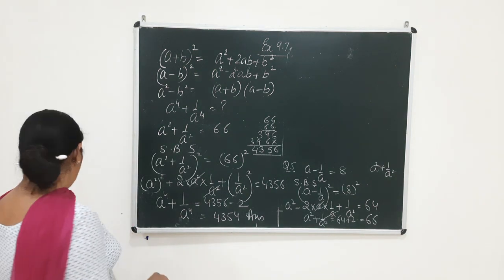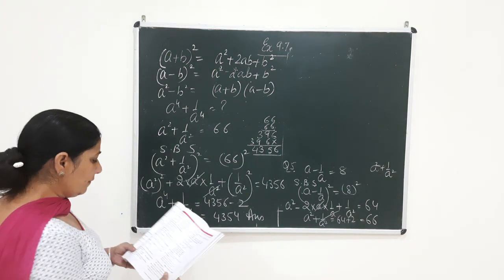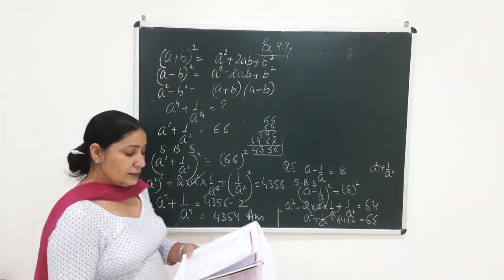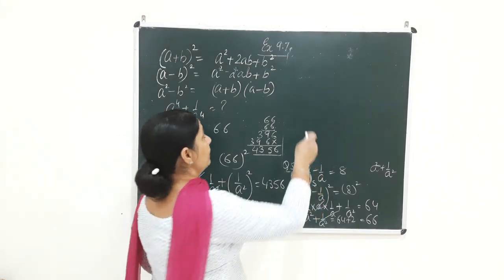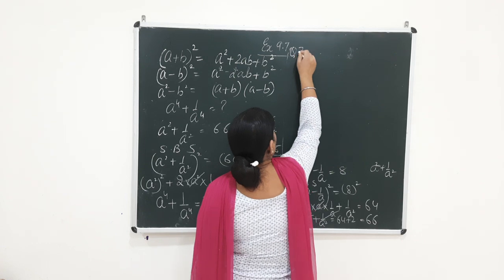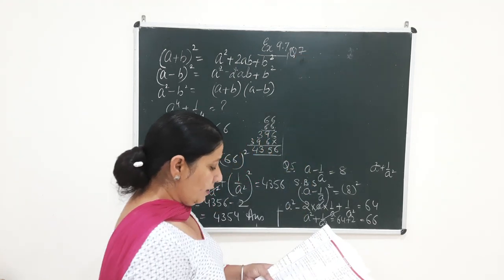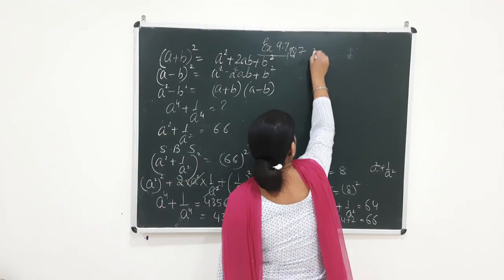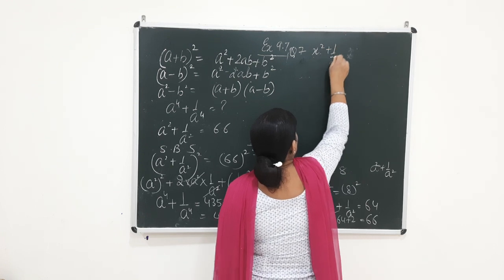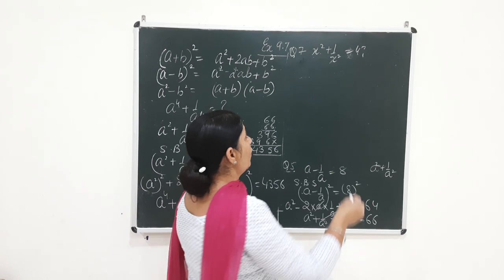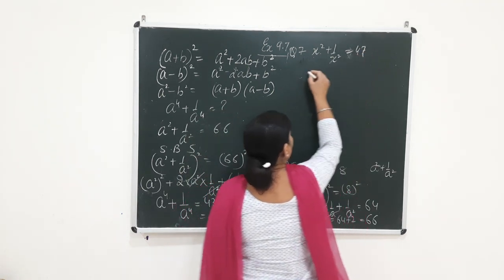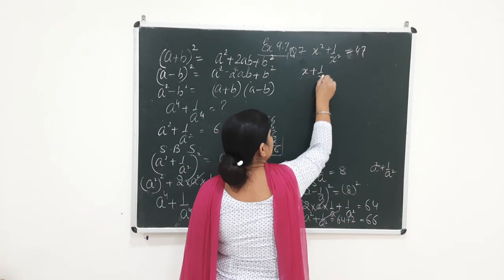Clear? Now beta, I will be taking up the seventh part. The sixth sum is the same as the fifth sum, so you can do the sixth sum yourself. Now I will take the seventh question. In the seventh question beta, you are given x square plus 1 by x square is equal to 47. Okay beta? And you want to find the value of x plus 1 by x.